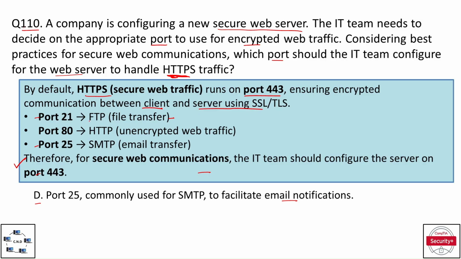Port 21 is used by FTP, that is file transfer protocol. Port 80 is used by HTTP, which is unencrypted and unsecure web traffic. And port 25 is used for SMTP, that is simple mail transfer protocol, for email transfer, not web traffic. So therefore, for secure web communication, the IT team should configure the server on port 443.